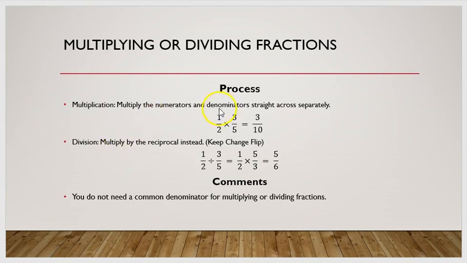For multiplication, you just multiply the numerators and the denominators straight across. So you do perform the operation on both top and bottom. So 1 times 3 is 3, 2 times 5 is 10 for this example.